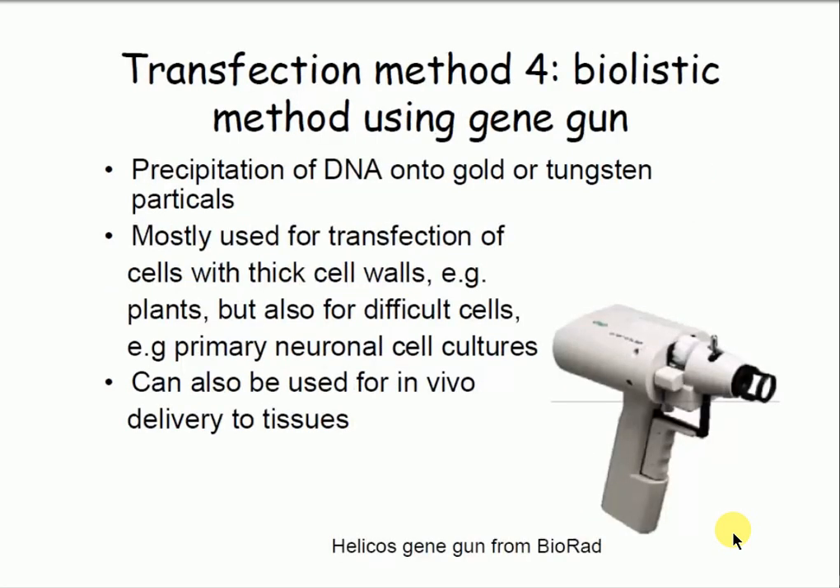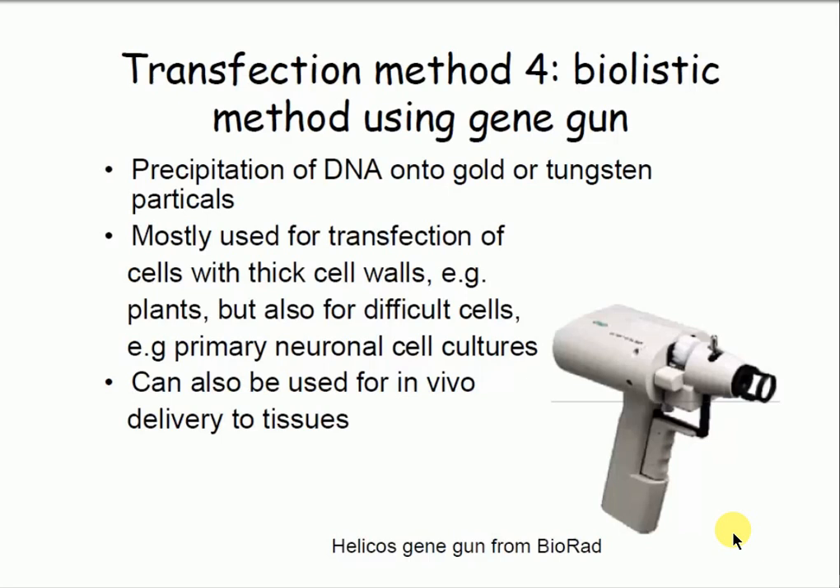So another biophysical method is to use this gene gun. So literally, it's a gun. And it shoots very small particles. So to do this, we precipitate the DNA onto gold or tungsten particles. And then we can shoot the DNA into cells.